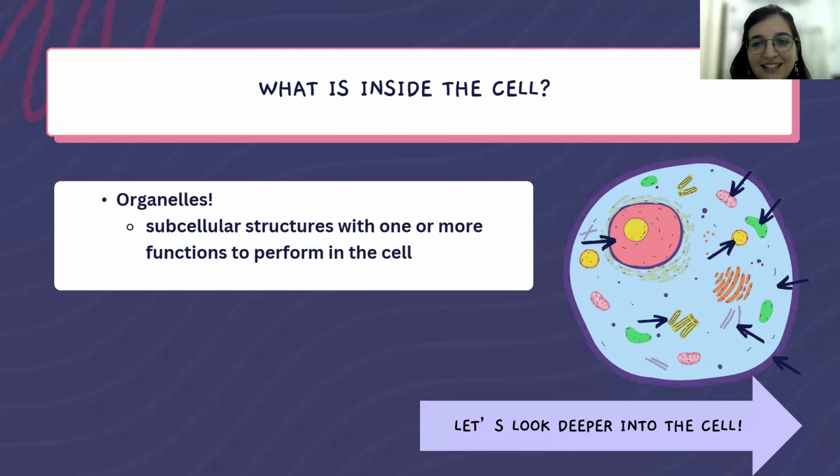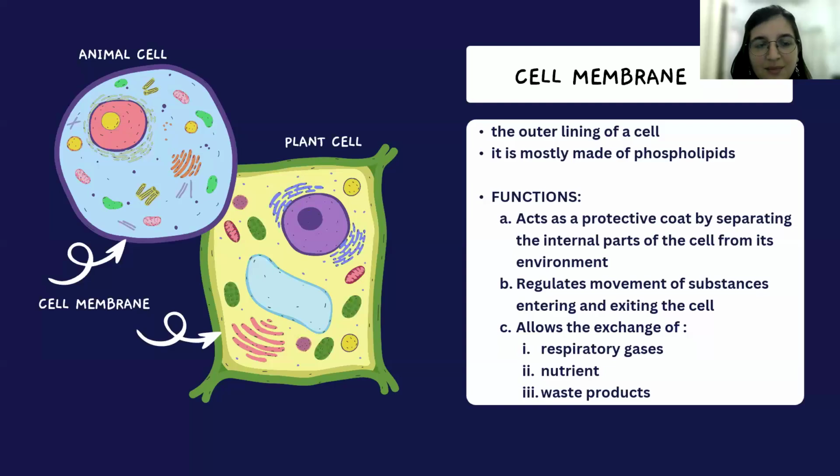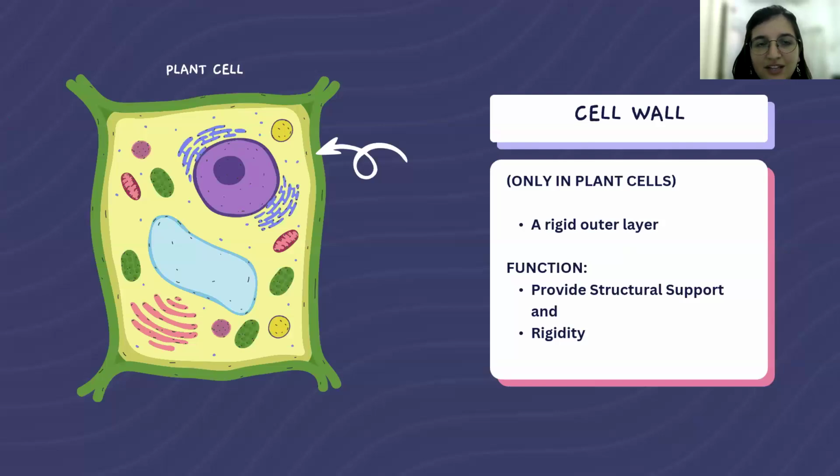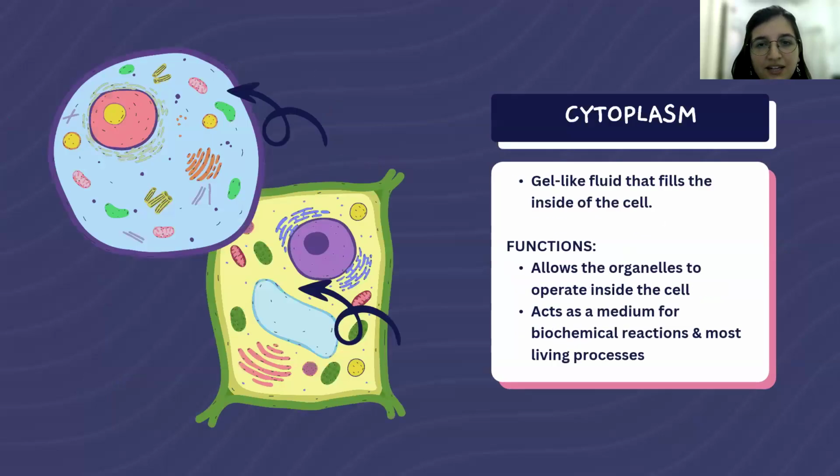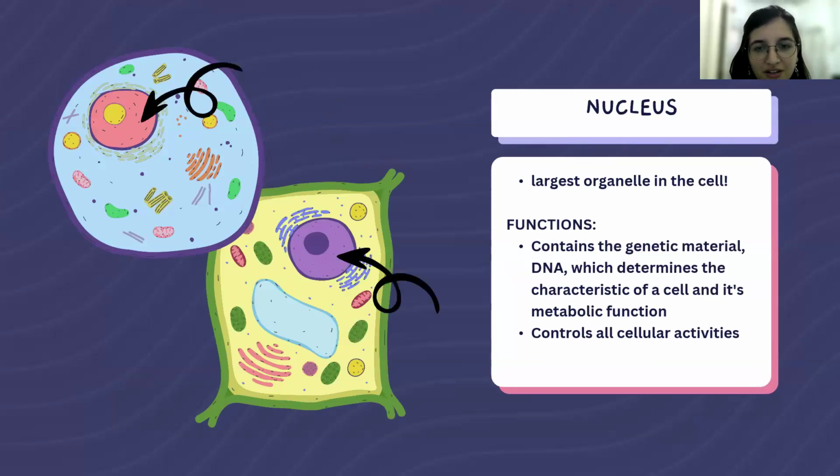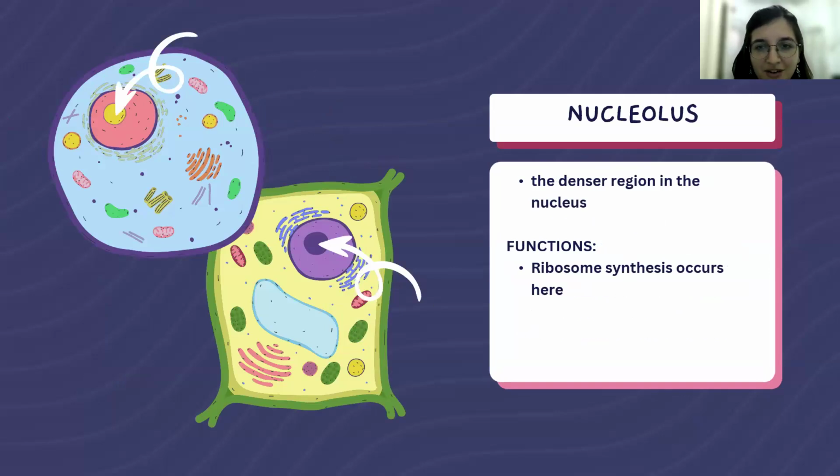We also went inside the cell to study the different organelles that it contains. We learned about the cell membrane, which is both in plant and animal cell. We learned about cell wall, only found in plant cell. We learned about the cytoplasm, which is the gel-like fluid that holds all the other organelles inside the cell. We learned about the nucleus, which is very important because it holds the genetic materials of the cell and controls all the cellular activities. And we learned about the nucleolus. That one is important as well because that's where the ribosome synthesis occurs.